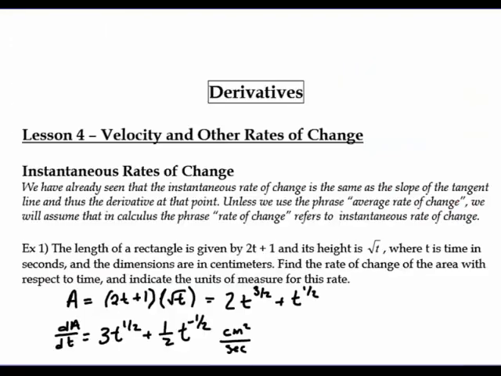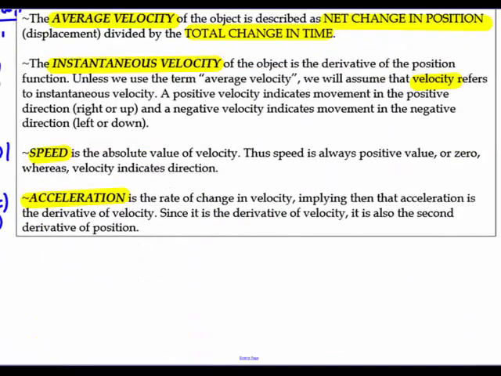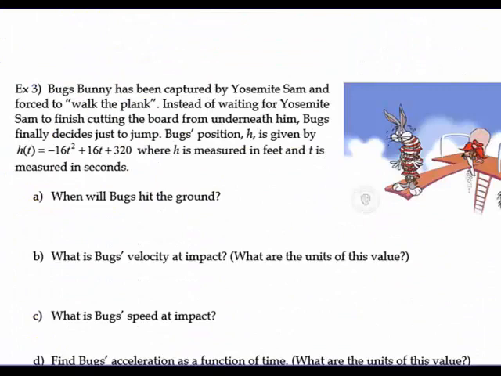All right, so Bugs Bunny has been captured by Yosemite Sam and is forced to walk the plank. Instead of waiting for Yosemite Sam to finish cutting the board from underneath him, Bugs decides to just jump. So here's Yosemite, he's trying to saw it off, and Bugs says, you know what, I'm not waiting for you, I'm just jumping off. Bugs' position h is given by h of t equals this, where h is measured in feet, and t is measured in seconds.